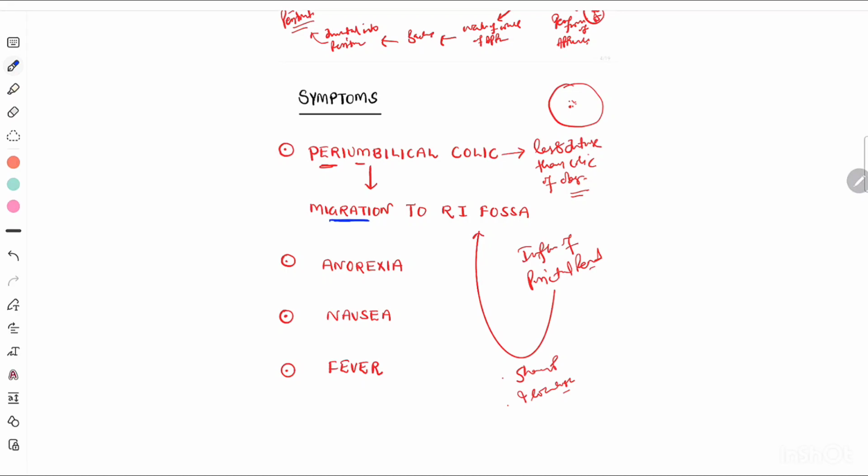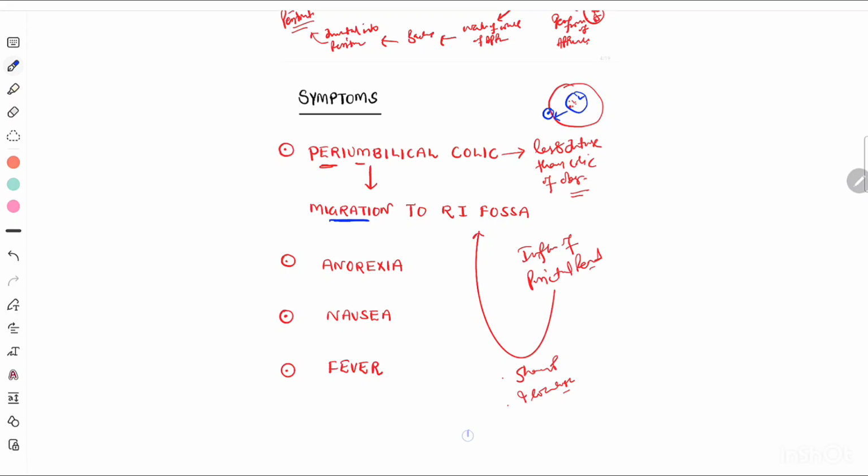So what is the meaning of migration of pain? That the pain will start at the umbilicus, and after that it migrates toward the right iliac fossa. But when the pain is present in the right iliac fossa, there will be no pain at the umbilicus. The patient only complains of pain in the right iliac fossa. So this is known as the migration of pain.